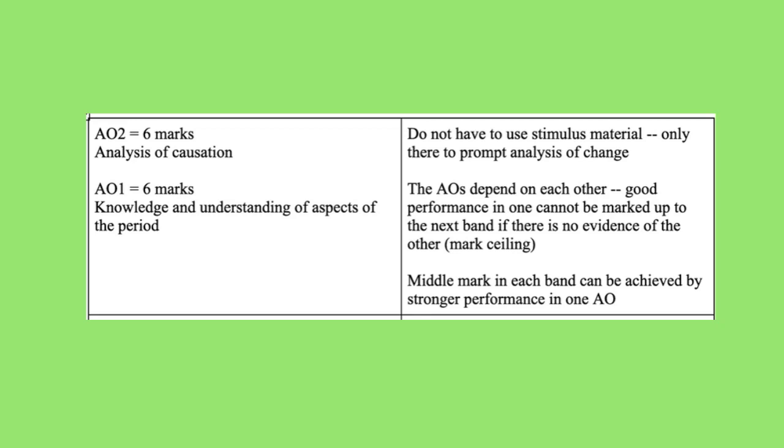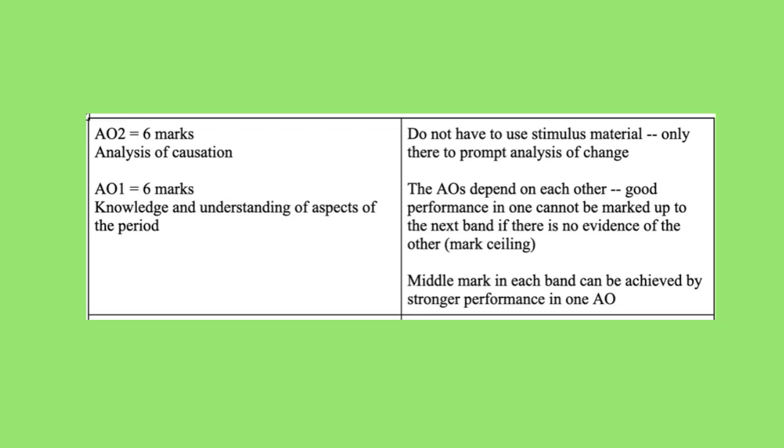But it's important to notice that you will hit what's called a mark ceiling if you don't explore points beyond the stimulus point. So that means that you can't actually score in the highest bands or get the top marks if you're only talking about what the stimulus points have already told you. That's why AO1 is so important. Make sure you're showing the examiner that you can bring in evidence from your own knowledge.